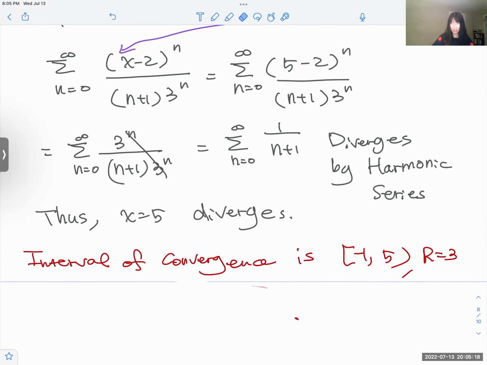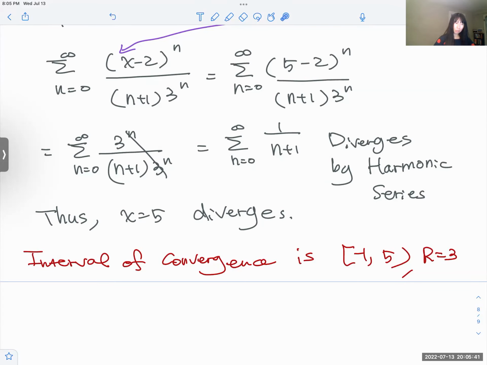That's correct. It's not only the interval of convergence we give. If it's convergence, we include it. If it's divergence, we don't include it. That's correct, because they say there is an interval of convergence.